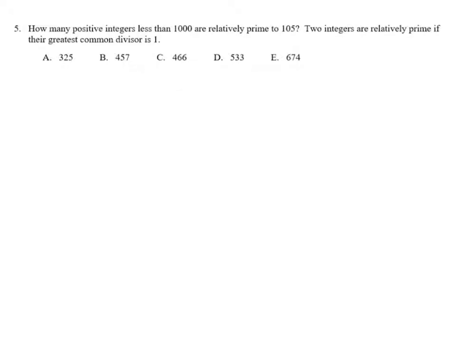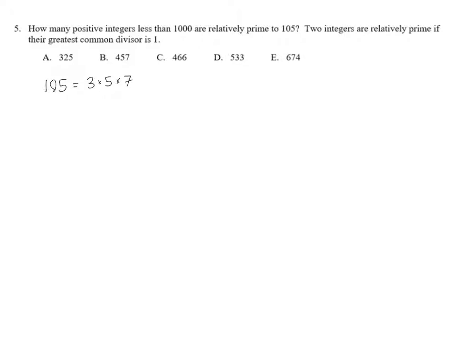There are two ways to do this problem. The first one is quick and dirty. The second one is a little bit more slow, but it's rigorous, and I want to take a look at both of them. But the first thing I want to do is factor 105. 105 is equal to 3 times 5 times 7.